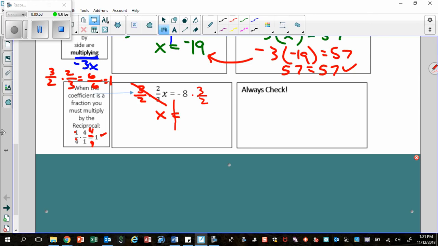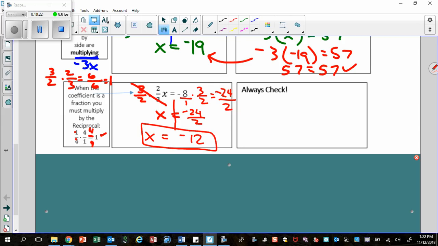We can put a 1 underneath negative 8. Okay, so we're going to again multiply straight across. We have negative 8 times 3. Go ahead and multiply that. You should get negative 24 divided by 1 times 2. So I have negative 24 over 2. Now we can simplify that answer because we know what negative 24 divided by 2 is. When I simplify, I get negative 12, and that would be my final answer.